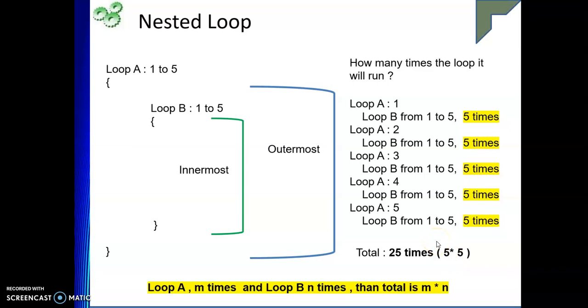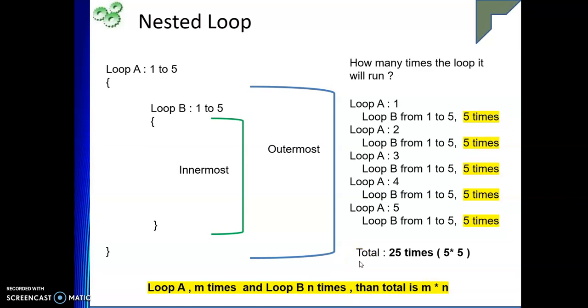So now, precisely, if loop A goes for m times and loop B goes for n times, then the total number of times the loop executes is m into n. I hope it is clear. If loop A is running from 1 to 5 and loop B is running from 1 to 5, you can see on the right hand side, loop B has gone 5 times each. If I add it up, it comes to 25, which is nothing but loop A 5 times into loop B 5 times, so 5 into 5. So if loop A is m times and loop B is n times, the total number of times the loop goes is m into n.